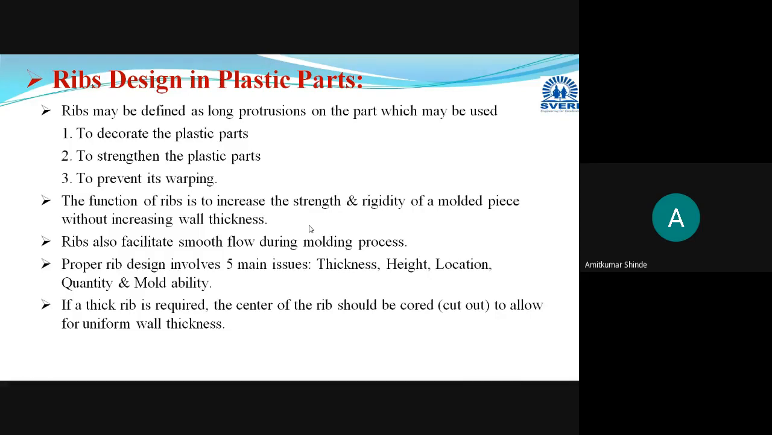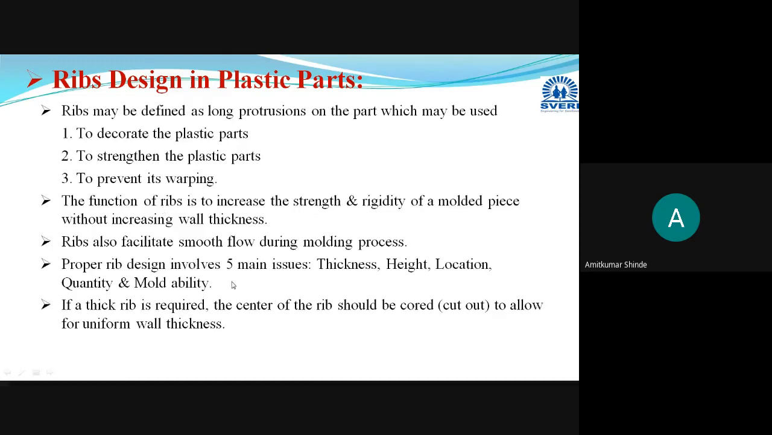Okay, without increasing the minimum wall thickness, we are going to increase the strength and rigidity of the plastic part. And to achieve this we have to provide ribs. Then these ribs will also help to increase the flow of the molten plastic material during the molding process. That is, the ribs facilitate smooth flow during the molding process. This is another function, or another use of these ribs.